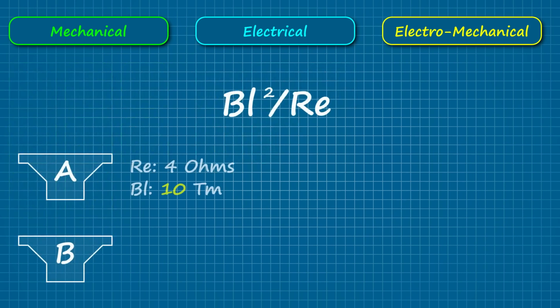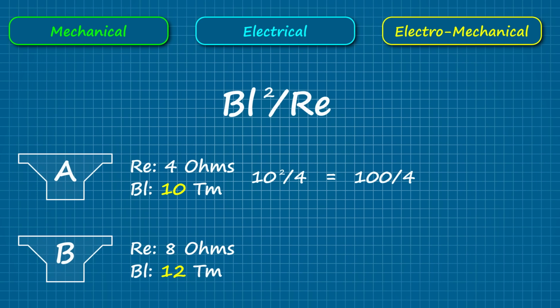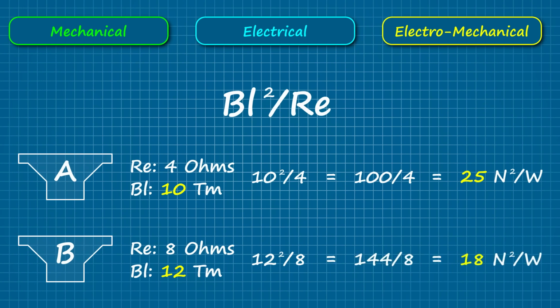Driver A is a 4 ohm woofer with a BL product of 10 Tesla meters. Driver B is an 8 ohm woofer with a BL product of 12 Tesla meters. At a glance, it might look like driver B has more motor force, but let's do the math. 10 Tesla meters squared is 100, divided by 4 ohms equals 25 square newtons per watt. 12 Tesla meters squared is 144, divided by 8 ohms equals 18 square newtons per watt. So as you can see, when we factor in the ohm loads, the driver with the higher BL product isn't necessarily the stronger of the two.